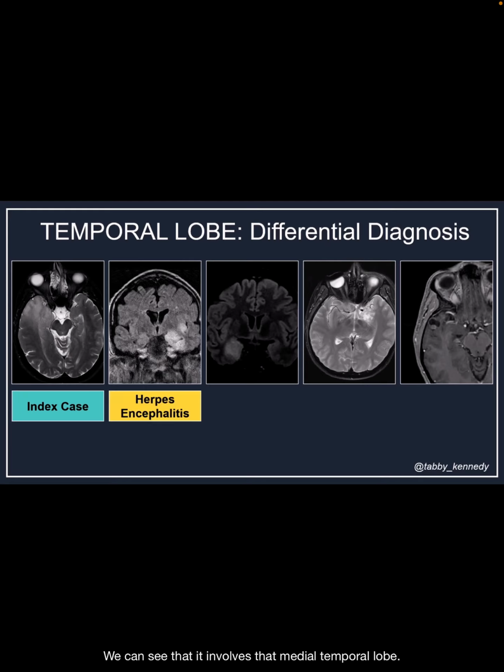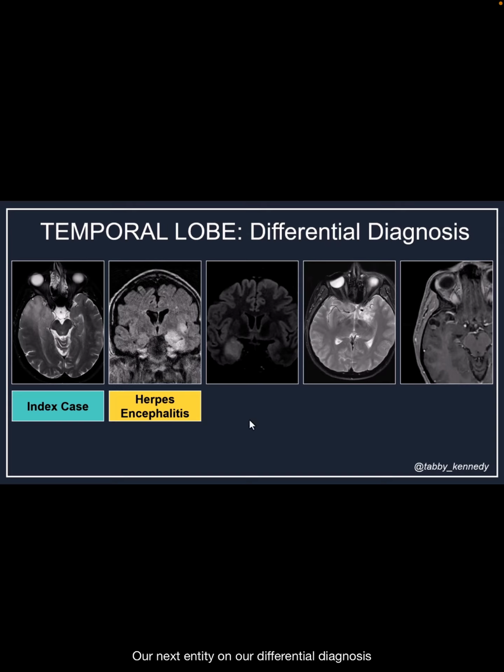We can see that it involves that medial temporal lobe. Herpes can also involve the insula, and in some patients you'll actually see it also involving the cingulate gyrus, which is not involved in this individual. It can be associated with some hemorrhage as well as some enhancement, and it can also be bilateral. The way to really diagnose herpes encephalitis is by doing CSF and identifying herpes encephalitis based on PCR.